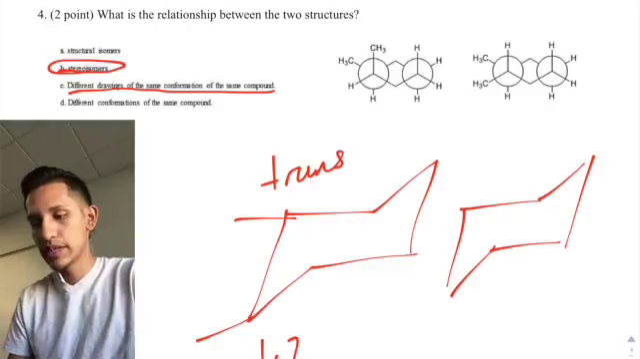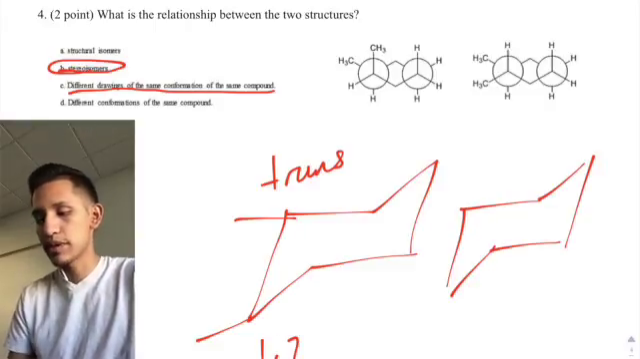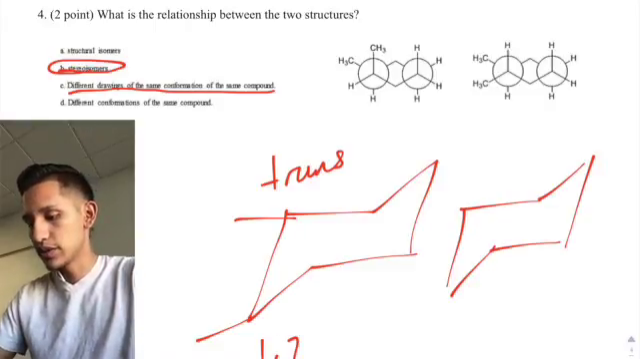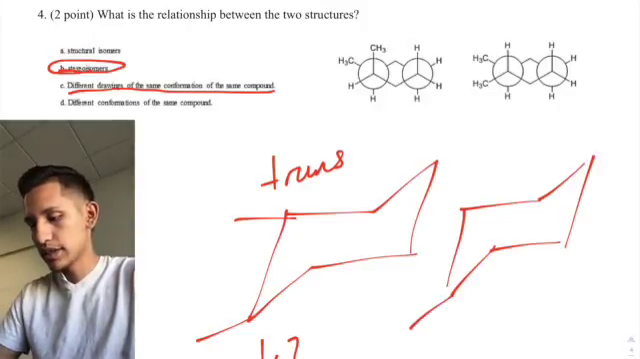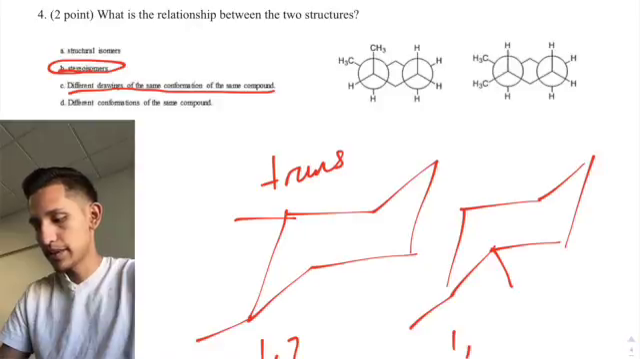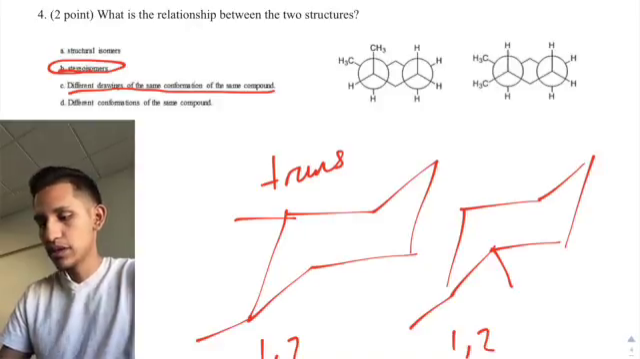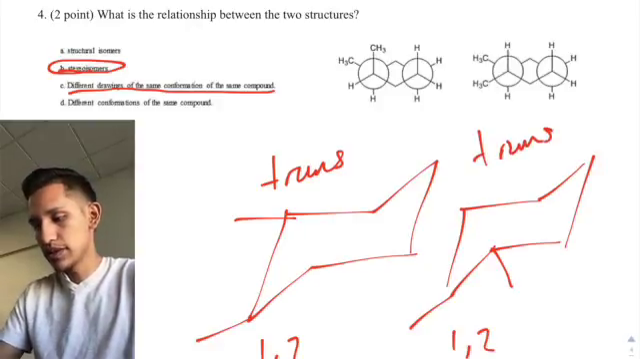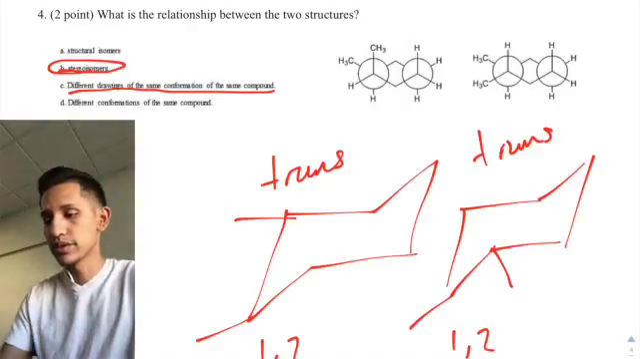Now, because it has the same conformation of the same compound, we're just going to draw it differently. We're still going to have the 1,2, but now we'll draw the equatorial here, and instead we'll draw the equatorial here. And so we have 1,2-EE. Notice it's the same conformation of the same compound, different drawings.